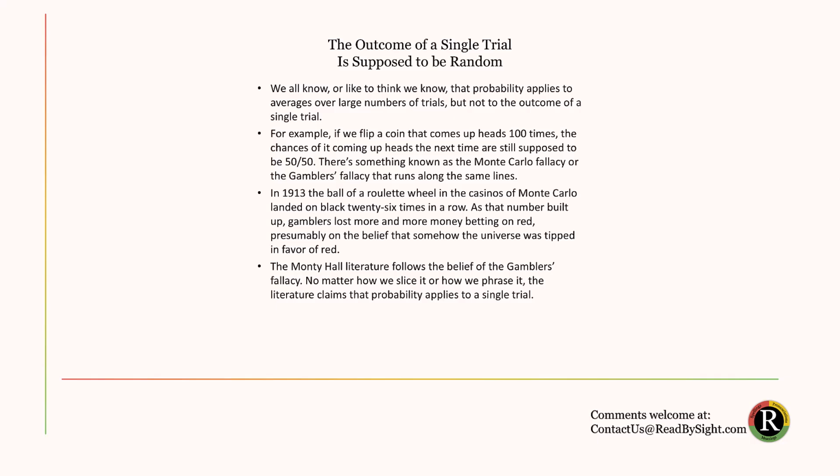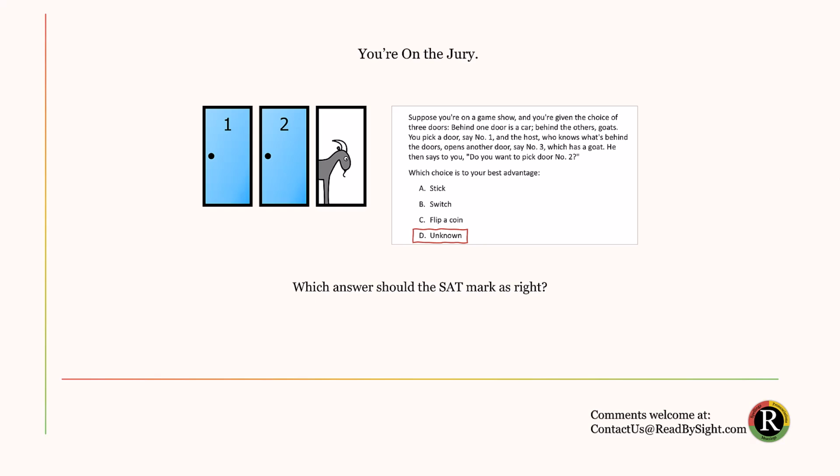The Monty Hall literature follows the belief of the gambler's fallacy. No matter how we slice it or how we phrase it, the literature claims that probability applies to a single trial. So you're on the jury. Which answer should the SAT mark as right?